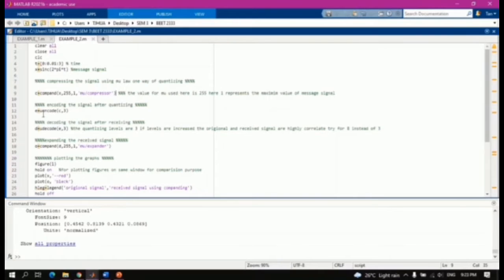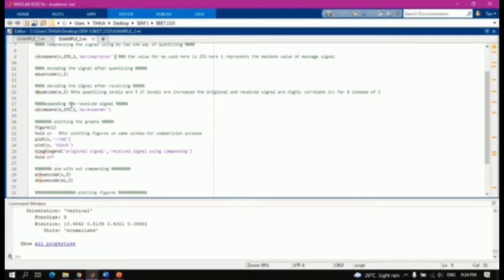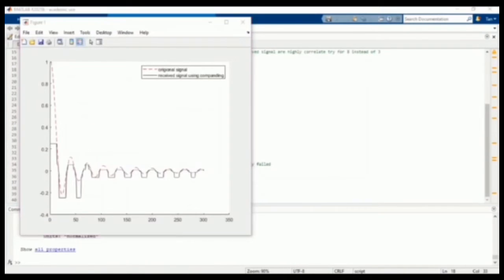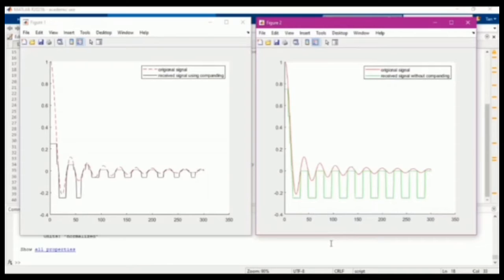Then we encode the signal with the function u encode with input signal c and quantization bit 3. Then we decode the signal with the u decode function with parameter e and quantization bit. Then we expand the decoded signal with variable O and expand again, which is input signal D, mu value 255, maximum value of the message signal is 1, and mu expander. Next, we plot the graph figure 1 and figure 2. And this is the output. That's all from me.